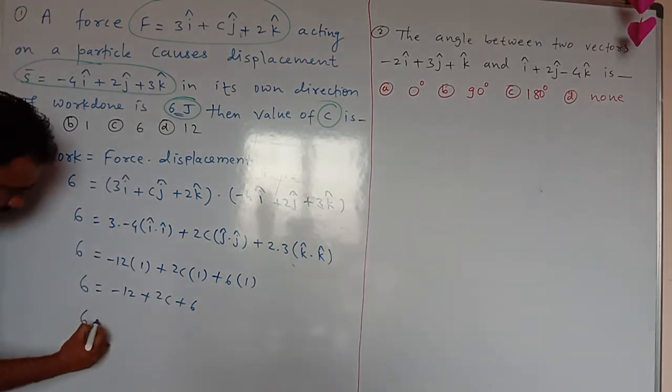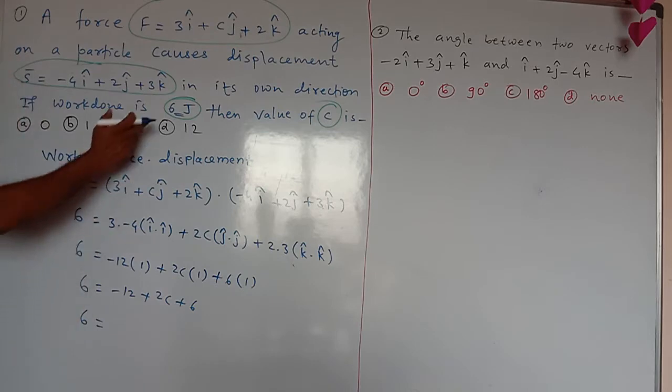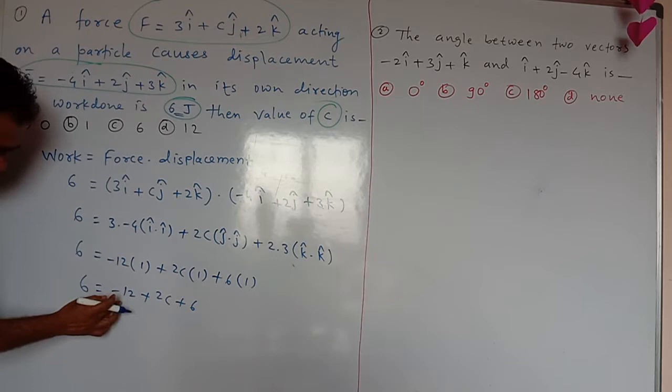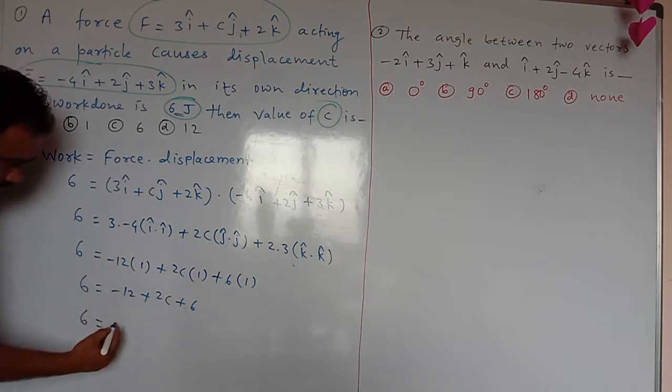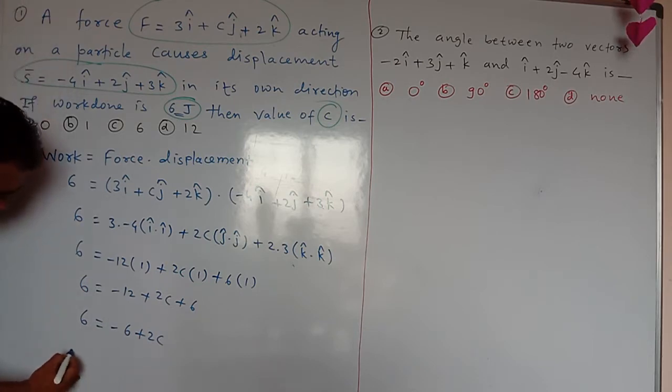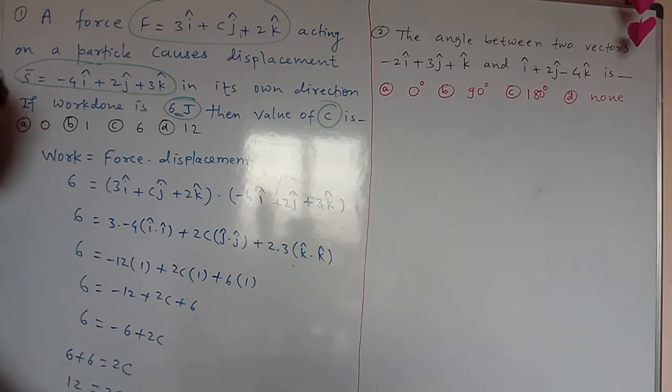So 6 is equal to, what is 6? It is 6 joule, and joule means work. Minus 12 plus 6 is minus 6, plus 2c. This minus 6 becomes plus here, so 6 plus 6 is equal to 2c. 6 plus 6 is 12, so 12 is equal to 2c.